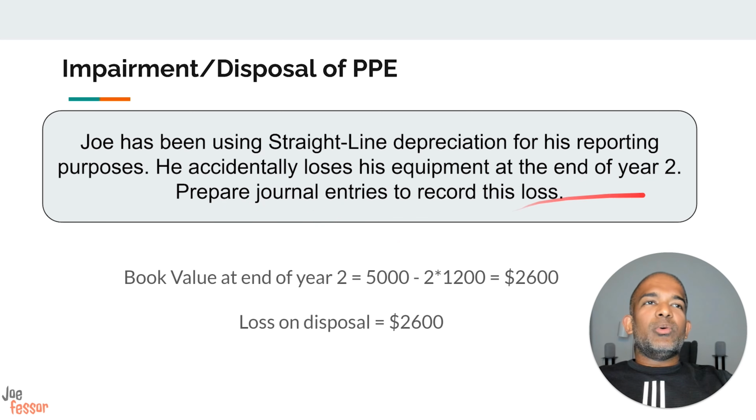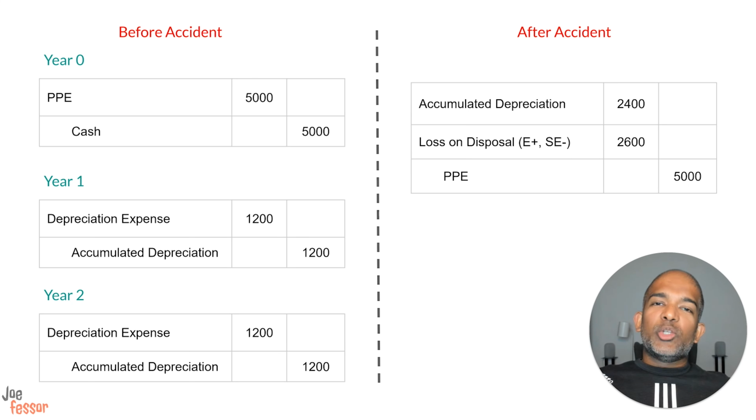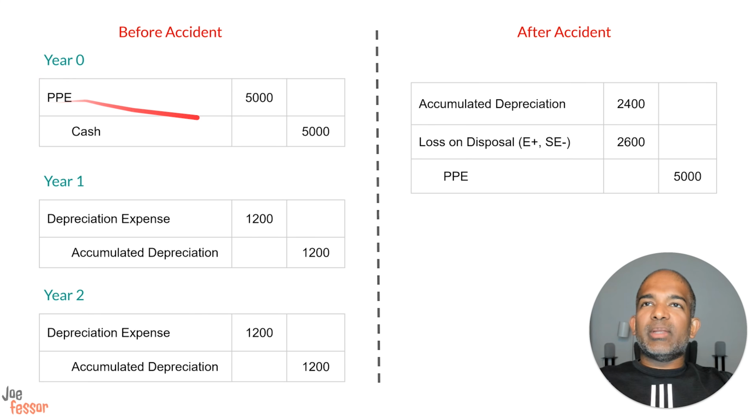So the book value at the end of year 2 is the same as in the previous case, which is $2,600. When he loses his equipment, he'll have to record a loss of $2,600 in his books. The easiest way to visualize this journal entry is by assuming that you're actually selling this equipment for a net value of $0. So as in the previous case, you will have to reverse your PPE journal entry.